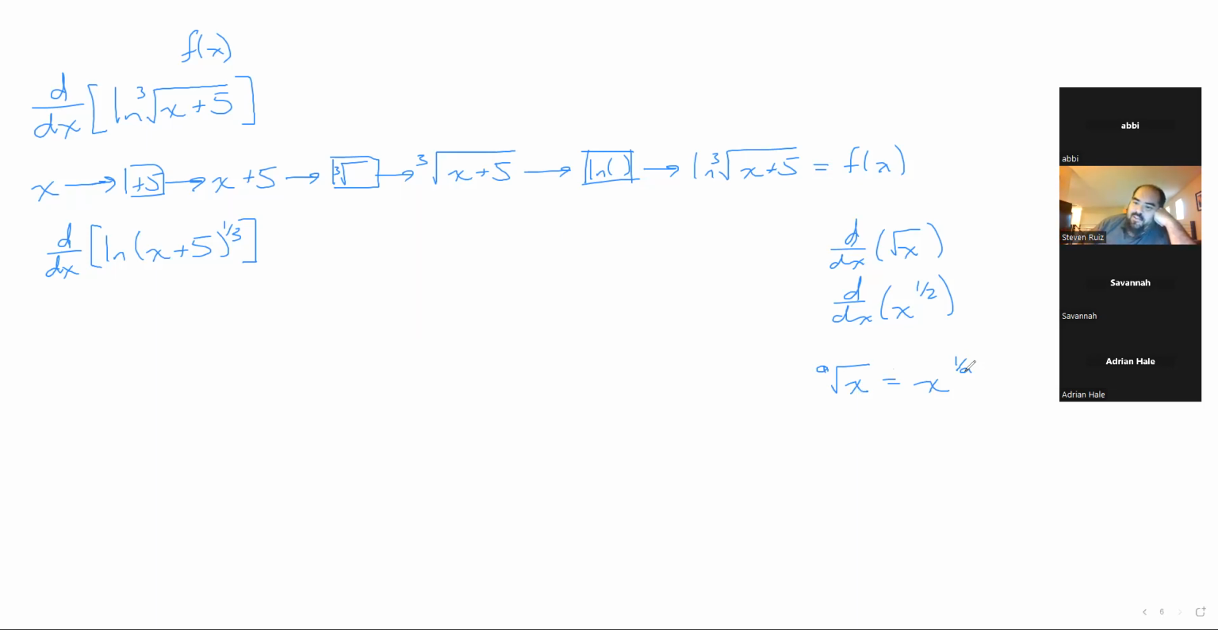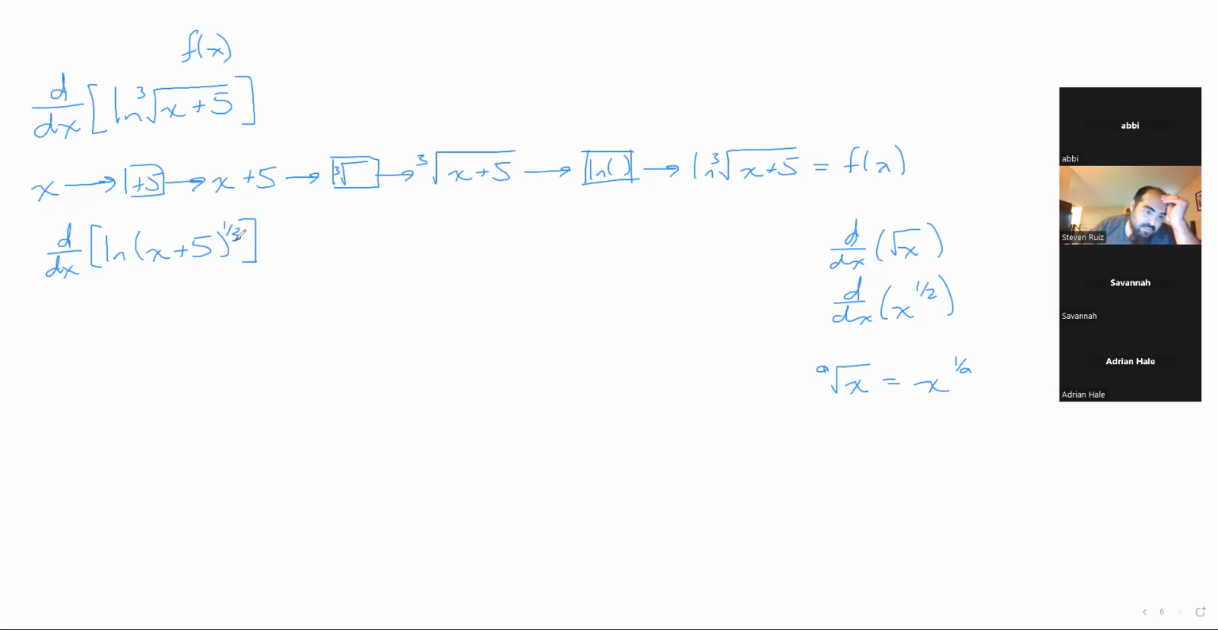Again, I know this is something you've all seen. It may remain somewhat mysterious, especially if you haven't seen it in a while, but this idea is really powerful for making the chain rule accessible to you. So now we have the natural log of x plus 5 to the 1/3 power.